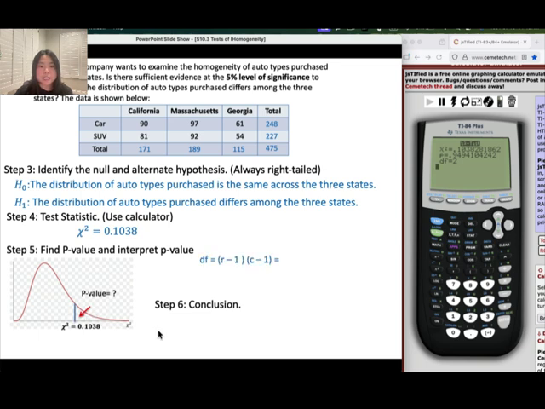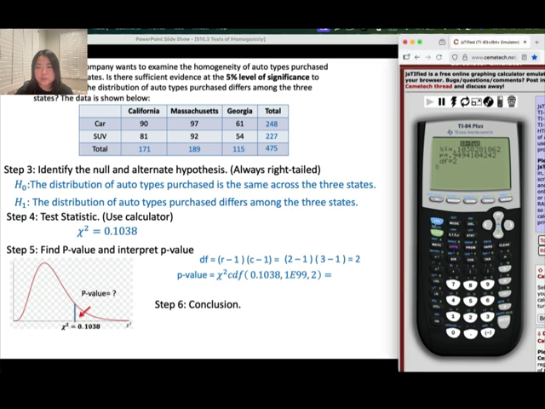Okay, now let's find the degrees of freedom. We have 2 rows, so 2 minus 1, times 3 columns, 3 minus 1, which is equal to 2. So degrees of freedom equal 2 here also. And then chi-square CDF, lower value 0.1038, upper value 1E99, and then degrees of freedom, that will be 2. Use your calculator again, you should get 0.9494.